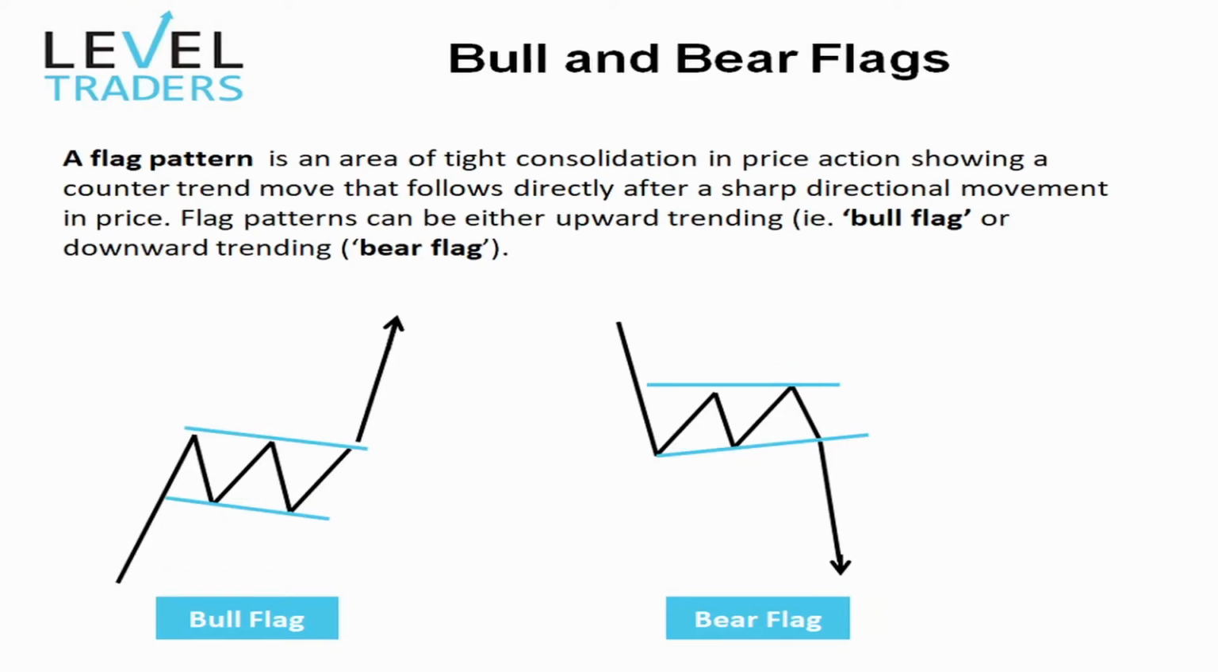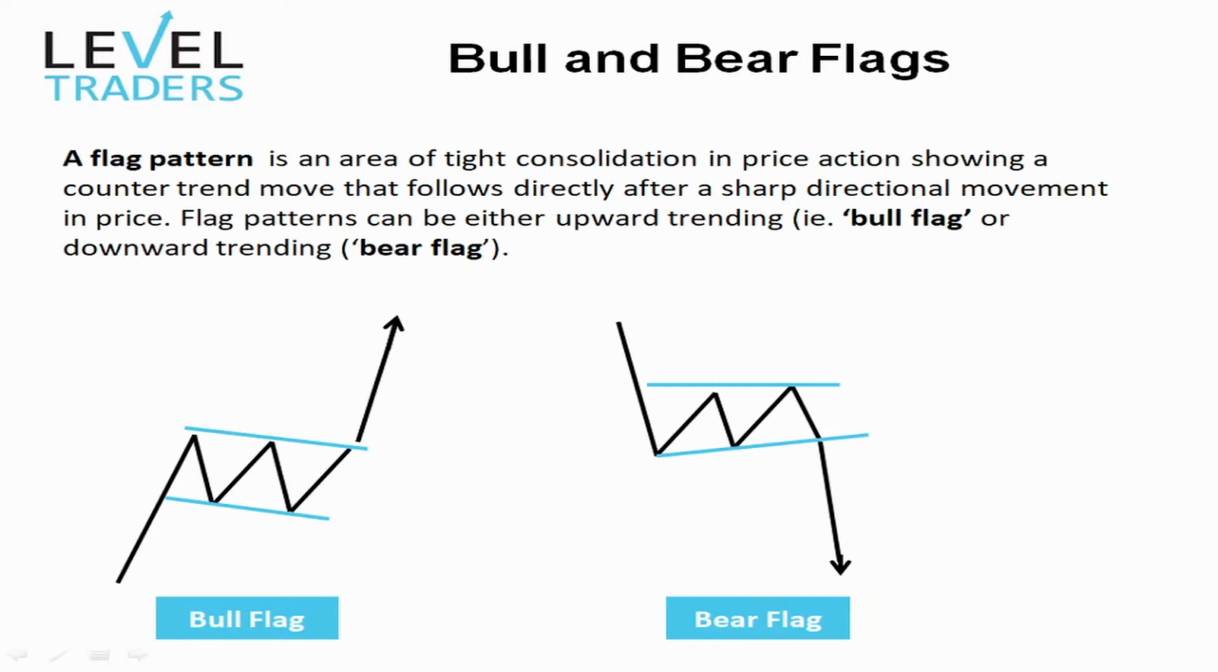A flag pattern is an area of tight consolidation in price action, showing a counter trend move that follows directly after a sharp directional movement in price. Now flag patterns can either be upward trending, i.e. a bull flag. We've got an example of that on the left hand side. And then you've got a downward trending one, which is a bear flag. Now bull and bear flag patterns are continuation patterns. So what I mean by that is the flag patterns usually follow an existing trend that's already in place.